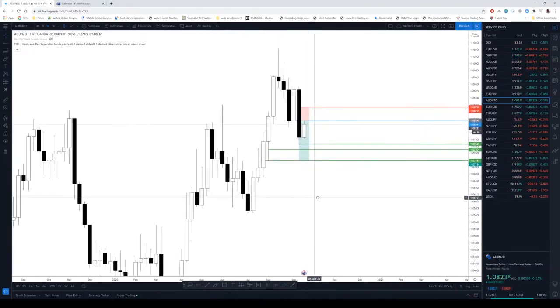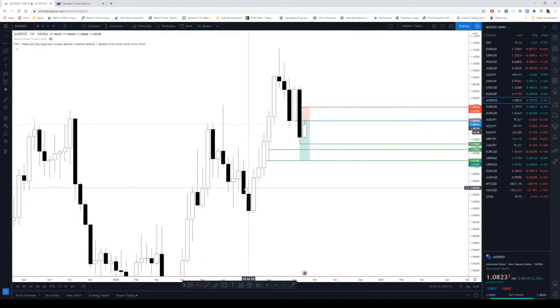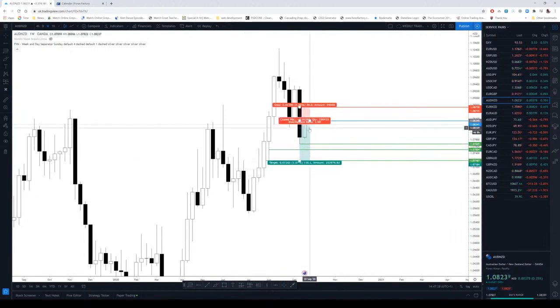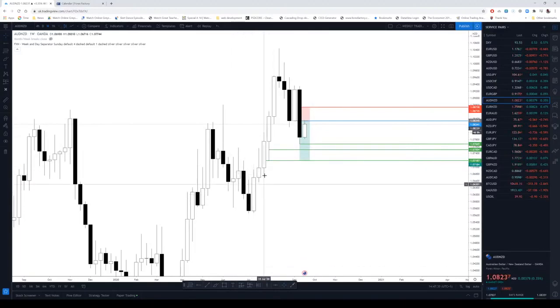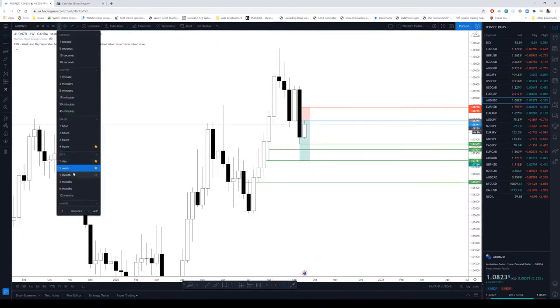The weekly is still bullish, so I'll be looking for a position to go long somewhere down in here. I'm not sure quite where yet, but once we get down here inside this area below this low, below that low, I'll be looking for reasons to buy for a continuation to the upside.